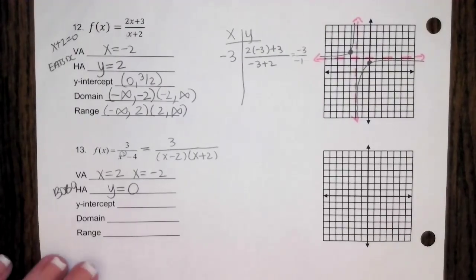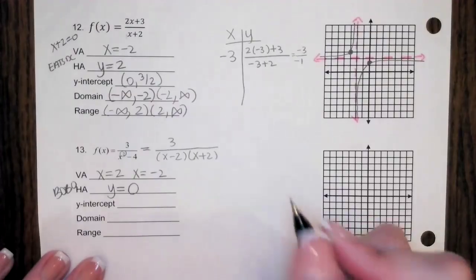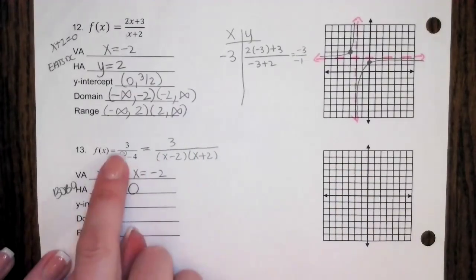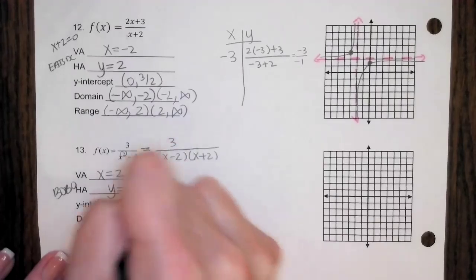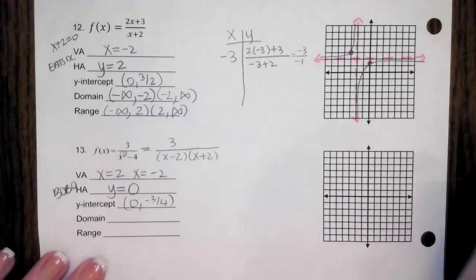All right, for our y-intercept, we plug in 0 for our x's. I'm going to plug it into the original because then it makes this go away, makes it a little bit easier. And so that would be 3 over -4. So -3/4 is our y-intercept.